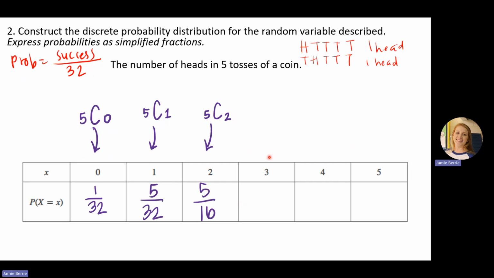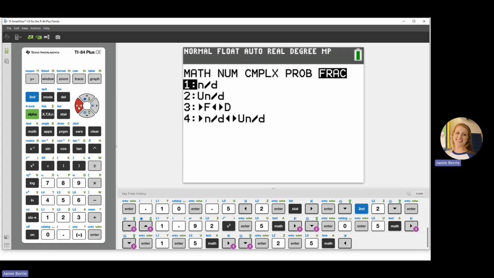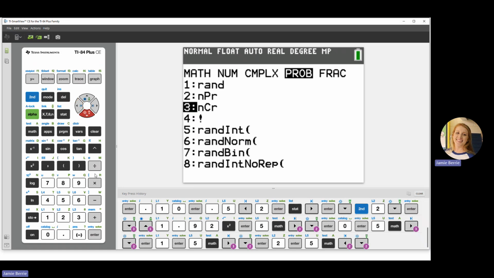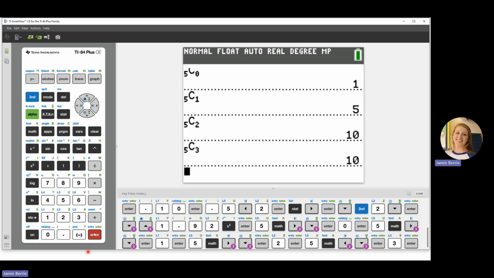And now we just keep repeating the process for 3 heads, 4 heads, and 5 heads. For figuring out how many of those 32 outcomes are going to have 3 heads, we do 5 choose 3. Let's go to our calculator. 5 choose 3 is also 10.